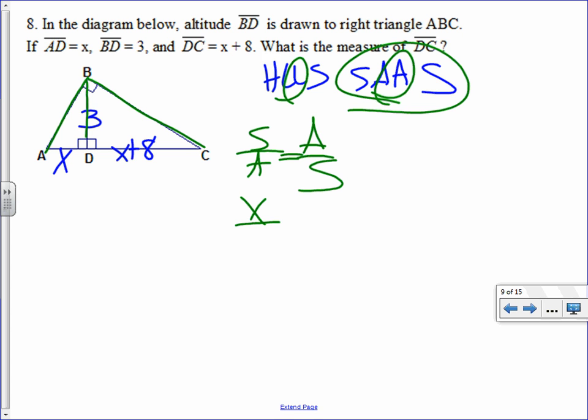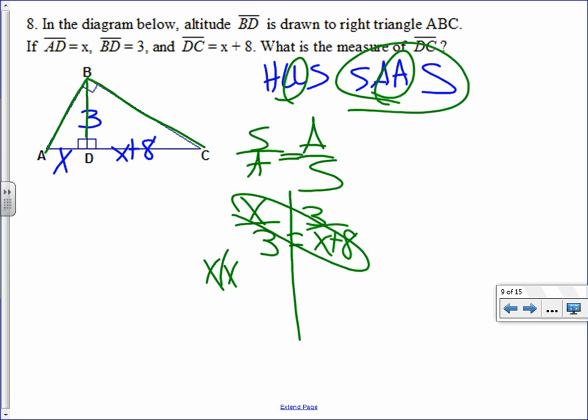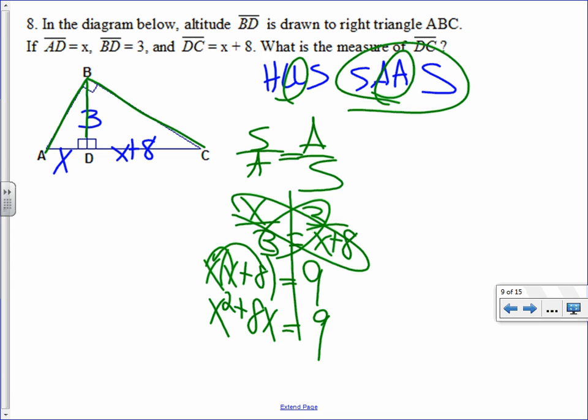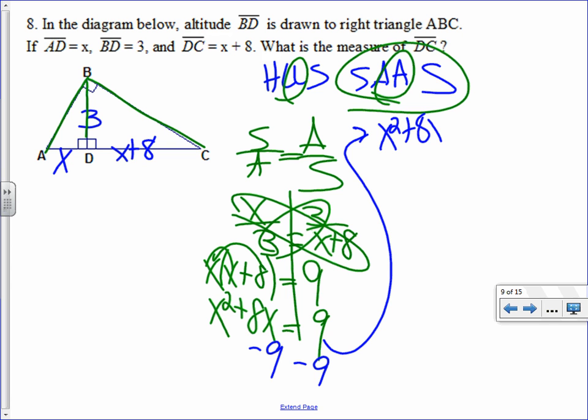Segment x over 3 equals 3 over x plus 8. Cross multiply and solve. X parentheses x plus 8, 3 times 3 is 9. X squared plus 8x equals 9. Mr. X squared, he wants to party. He can't party right now. 9's got to come over. We get x squared plus 8x minus 9 equals 0. Party time! Bubbles. We're factoring.